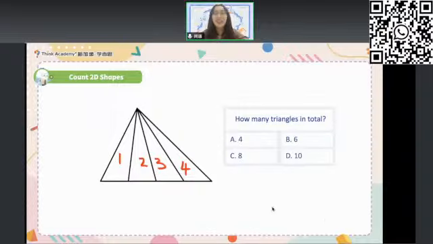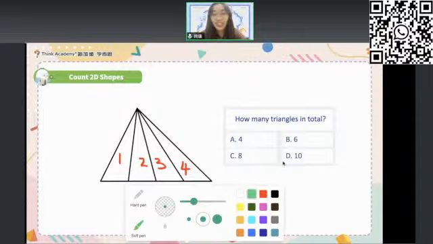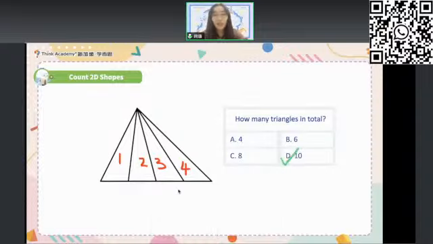For this one, it should be 10. Again, let me show you how we list it in order. Firstly, we start from the singular part. We have 1, 2, 3, 4, right? So altogether there are 4. Moving on, we can combine 1 and 2, and then combine 2 and 3, and then combine 3 and 4. After you combine 2 singular triangles together, we will move on to 3 singular triangles.